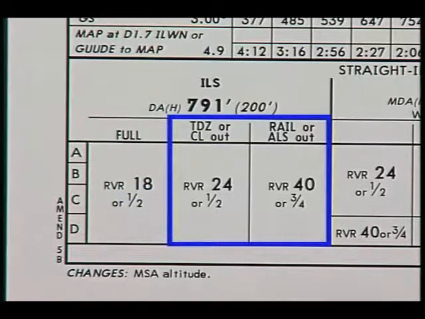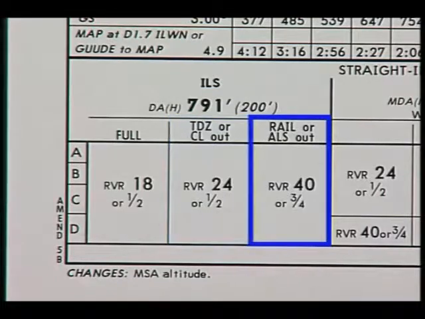As you move to the right, you can see how the visibility requirements change for various inoperative lights. If more than one component is inoperative, you must use the more restrictive minimum. For example, if both the runway alignment indicator light system and the approach light system are out, use the minimums listed in the rail or ALS out column.